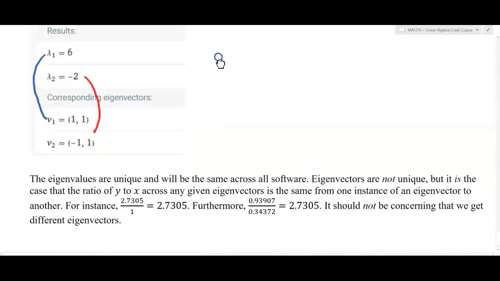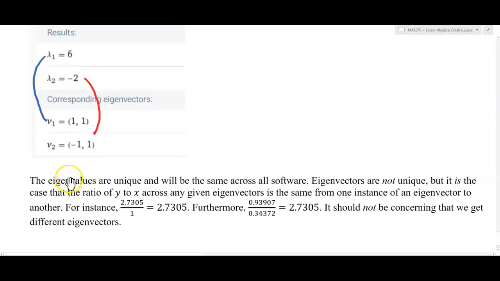Very nice. So again, eigenvalues are unique and will be the same across all software. Eigenvectors are not unique, but the ratio of y to x across any given eigenvectors is the same from one instance to another. For instance, if I said the eigenvector is 1, 2.7305, and you said, well, no, my eigenvector is 0.34372 and 0.93907, if you looked at the rise to run ratio, in both instances it's still 2.7305.